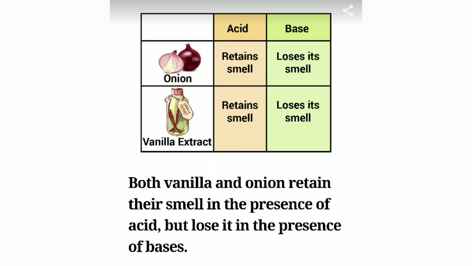Onion has a characteristic smell. We all know that it has some smell. When a basic solution like sodium hydroxide solution is added to a cloth strip treated with onions, then the onion smell cannot be detected. An acidic solution like hydrochloric acid, however, does not destroy the smell of onions. This can be used as a test for acids and bases.